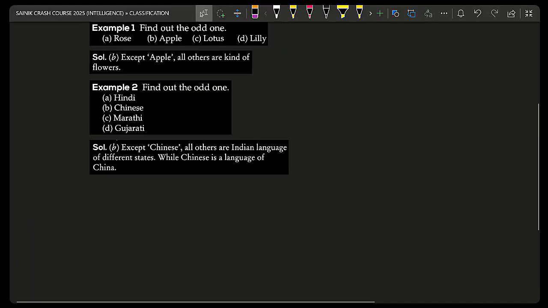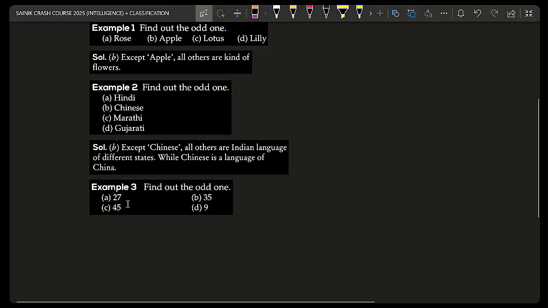So many mathematical operations. But let us check. Every question may be different. You have to see every question as a different one. So let us check how many of you will get this correct. So number analogy, I'm giving this question of example 3. So all of you try this question. Find out the odd one, 27, 35, 45 and 9.